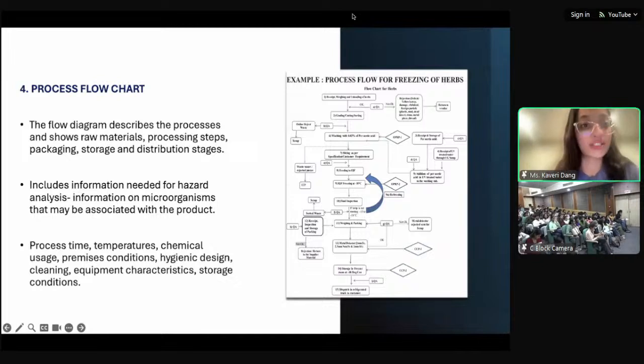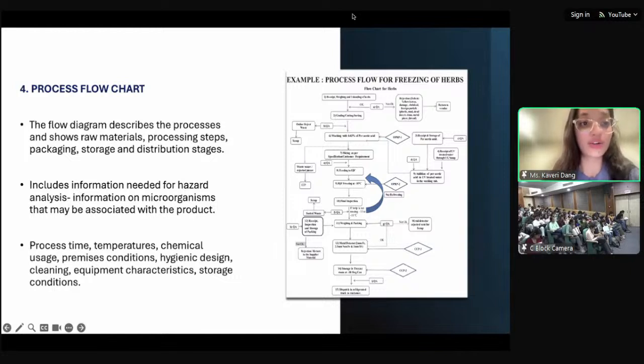Now this is a process flow chart. It describes the processes, shows raw materials, processing steps, packaging, storage, and distribution stages. It will include information needed for hazard analysis, information on microorganisms that may be associated with the product, and what our process time is, what the temperature is, what the chemical usages are, what the premises conditions are, the hygienic design, cleaning. All of these things need to be provided to the T.